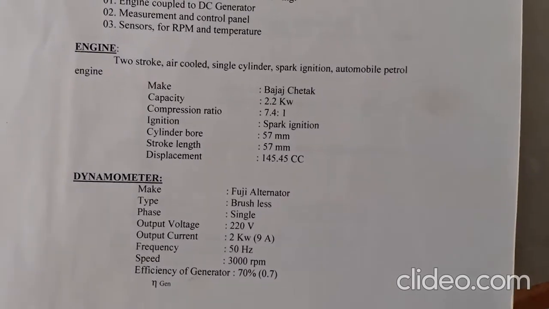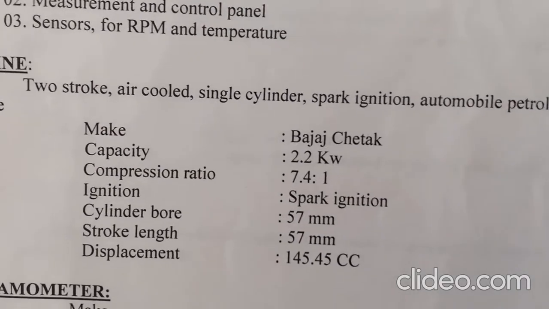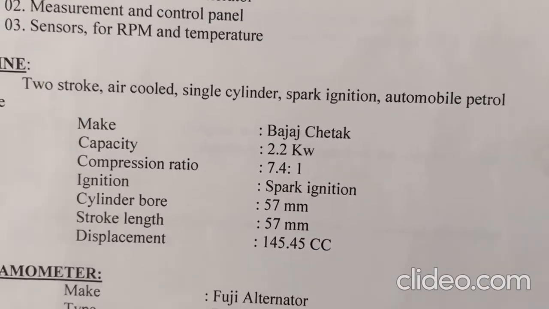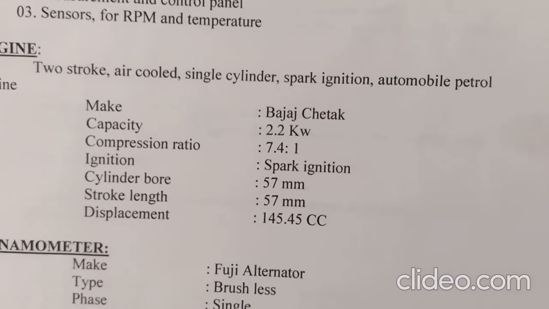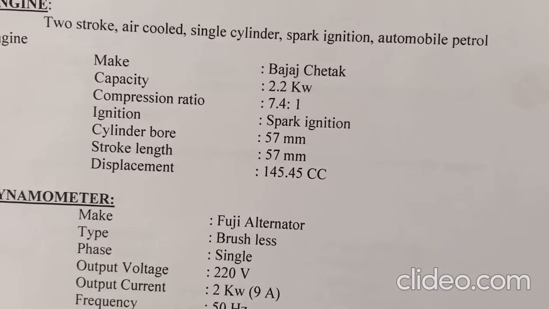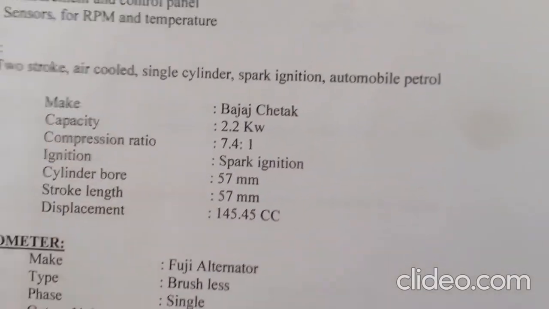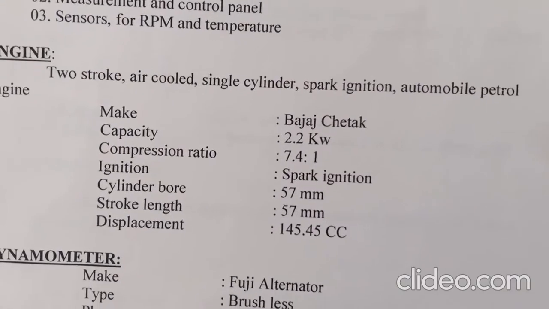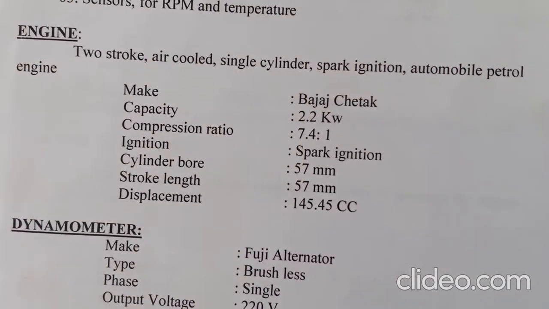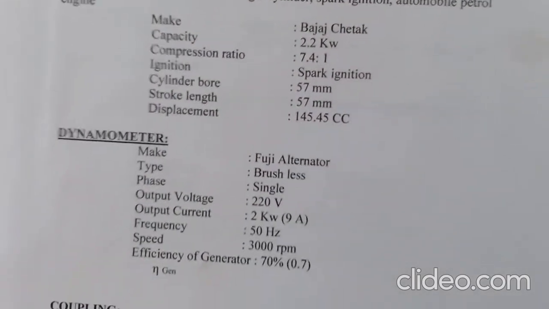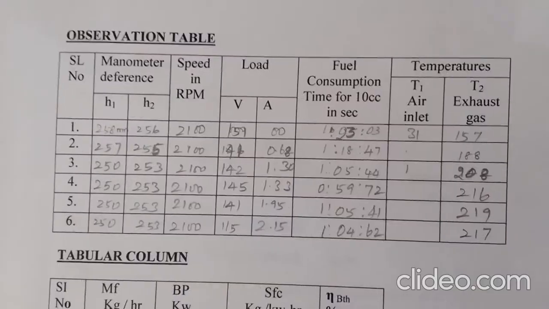This is the design of the equipment supplier, and they have given some prescribed standards. The test rig comprises these three important parts: the engine coupled to the DC generator, the measurement and control panel, and sensors, along with RPM and temperature. The engine specifications: we have taken a Bajaj Chetak engine here, the capacity is 2.2 kilowatts, and the compression ratio is 7.4:1. The ignition is spark ignition, as it is a petrol engine, and the cylinder diameter, the bore, is 57.